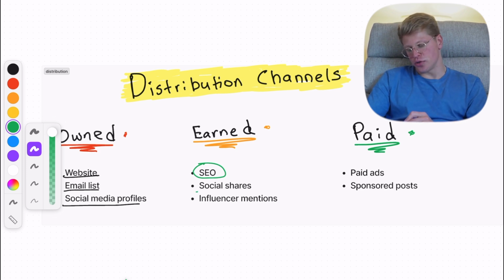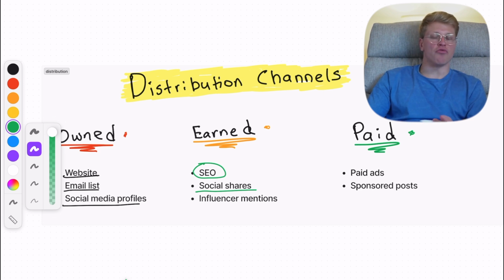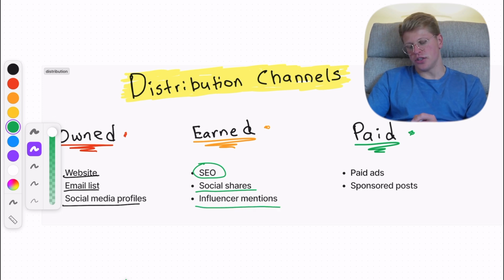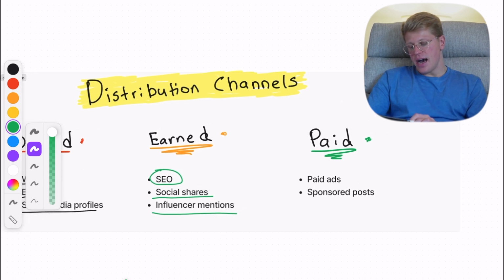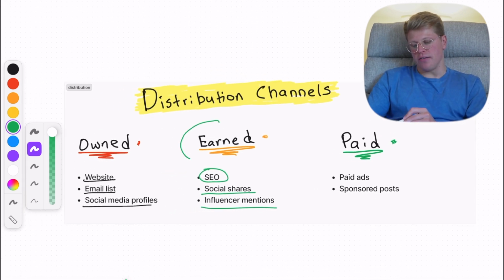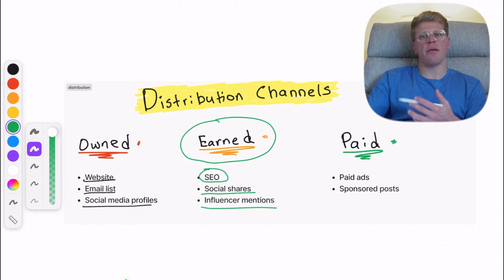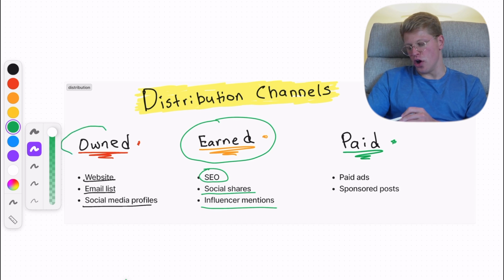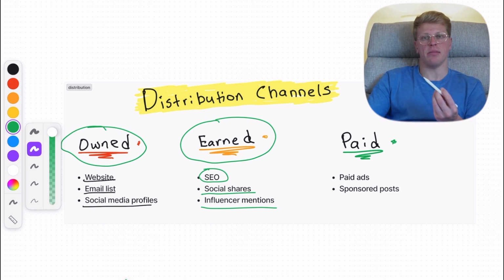Next, we got social shares. So let's say you post something, and then an influencer reposts it, right, or anything like that. That is also valuable, right? And of course, influencer mentions, same thing. So you earn this traffic, right? You build it up over time and you earn it. This one is you own, so you've earned traffic, then you've collected their emails, right? And then now you own these emails, right? You have them.